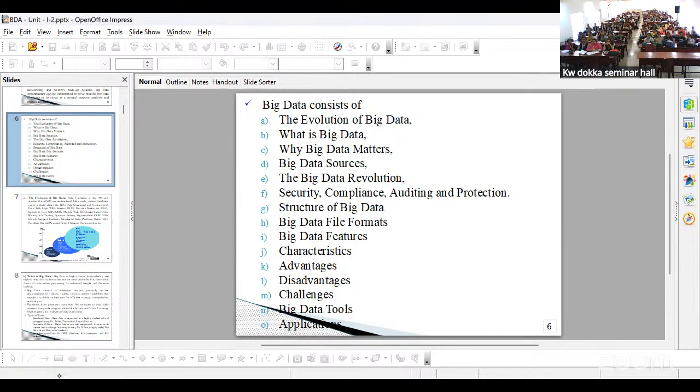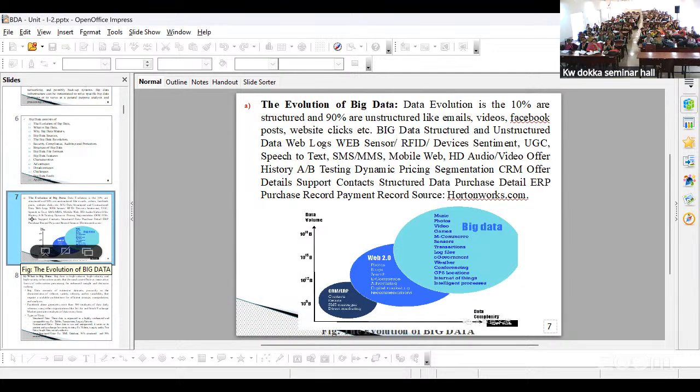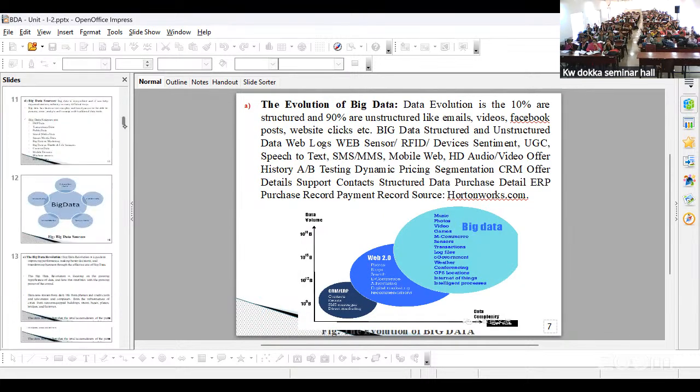The structure of big data. Next, you have different file formats. Next, you have the features. Next are characteristics, advantages, disadvantages, challenges, the tools, and the different applications. You have completed all these things, right? Everything about them.